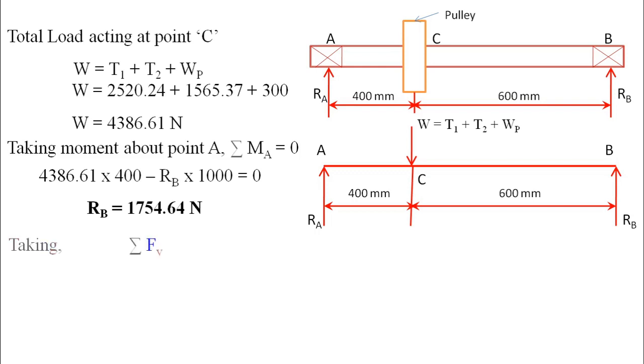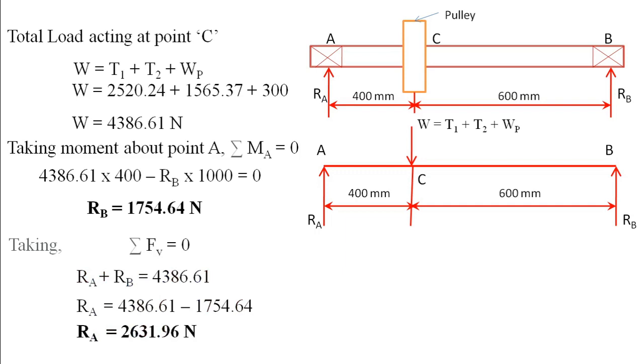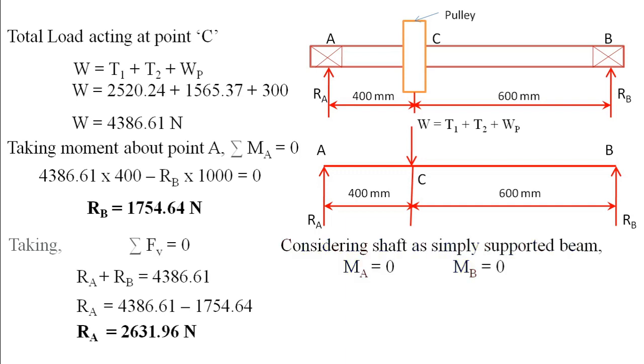Now, we have to calculate reaction at A. For calculating reaction at point A, RA, we are taking summation of Fy is equal to 0. Means we can write it as RA plus RB is equal to 4386.61. From the RB value and from this equation, we can calculate the reaction at point A. We will get the answer as RA is equal to 2631.96 Newton. Considering the shaft as a simply supported beam, the bending moment at its end will be 0. Means MA is equal to 0 and MB is equal to 0.